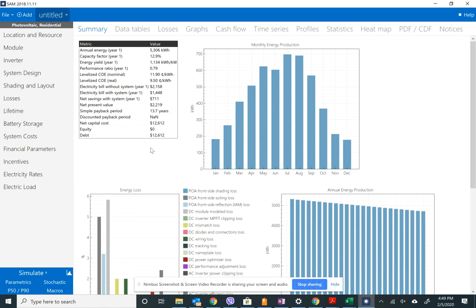Here are the graphs. So you have your annual energy, and this is important, your annual energy yield. You have also net present value. That's important, but we'll talk about that later. That's more of a financial piece to this.